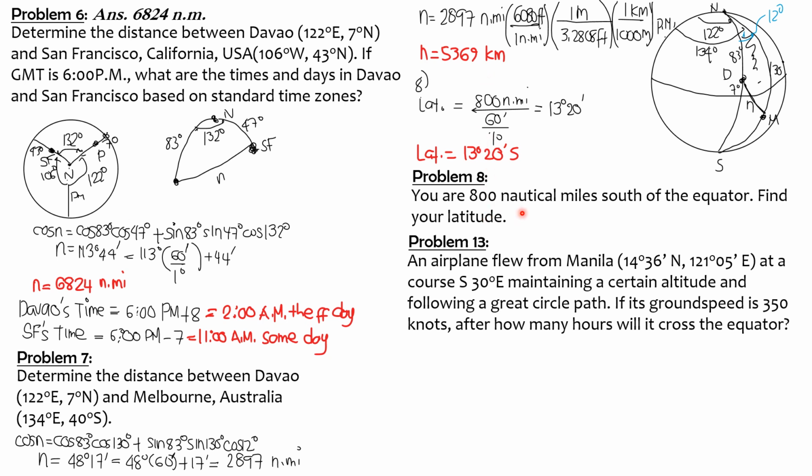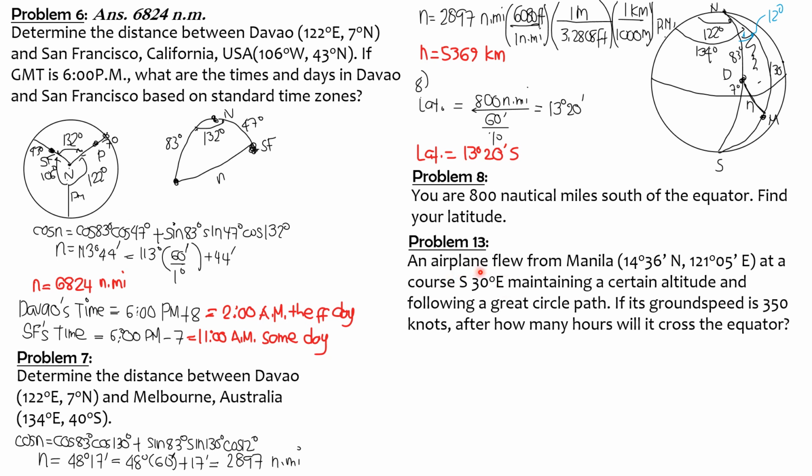Problem 8. You are 800 nautical miles south of the equator. So find your latitude. So the latitude is south. Let's convert 800 nautical miles to degrees. So we simply divide 800 nautical miles by 60 minutes per degree. And remember, 60 minutes is also nautical miles. So cancel nautical mile, the resulting unit is degrees. And we also express that in minutes. So 30 degrees, 20 minutes. So the latitude is 30 degrees, 20 minutes south for that point.